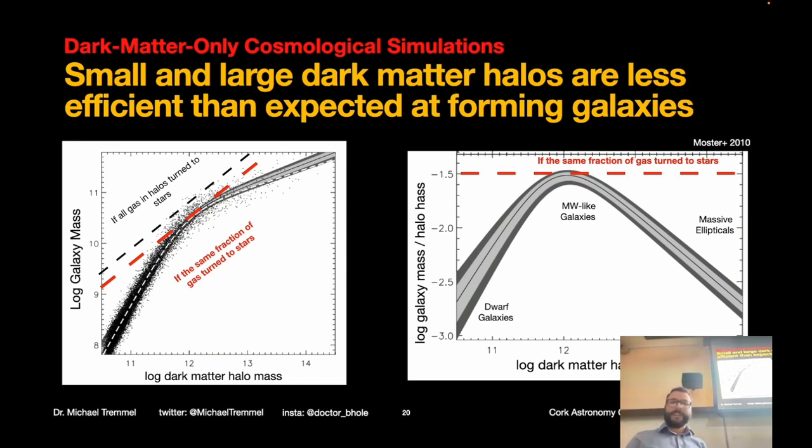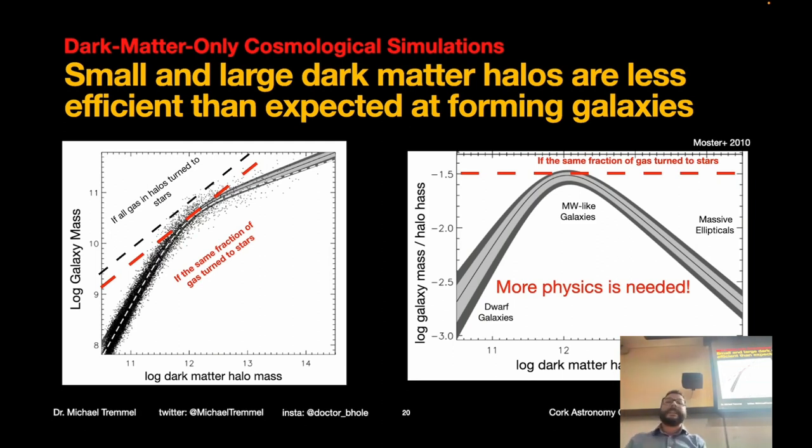And so what this is telling us is that we need some more physics here, that we can't understand galaxies purely from dark matter. Because something else must be going on that is more important than just the mass of a dark matter halo to determine what a galaxy looks like, to determine how a galaxy evolves over time.